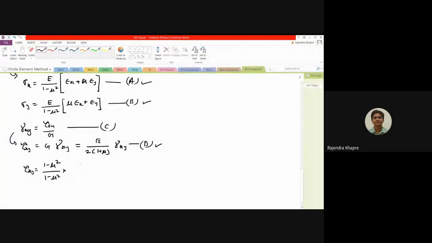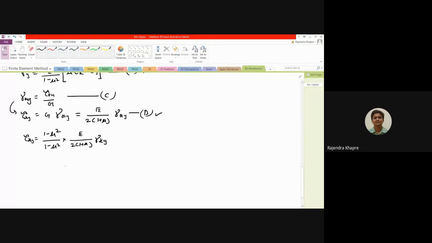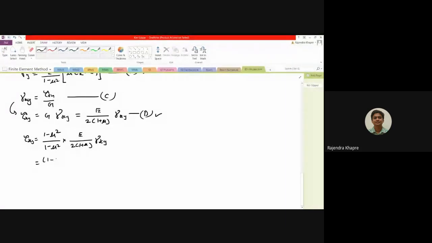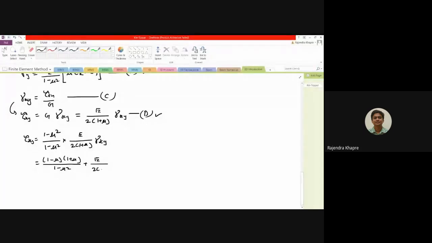Then I am writing down the same expression, that is E divided by 2 into (1 plus mu), into gamma xy. I can write this because ultimately this is going to get cancelled. Now if you expand this particular expression, 1 minus mu square can be obtained by simply writing (1 minus mu) into (1 plus mu). I can write the same thing over here, and the denominator remains the same, 1 minus mu square, and this will be E divided by 2 into (1 plus mu) into gamma xy.